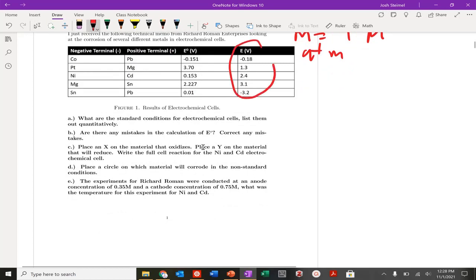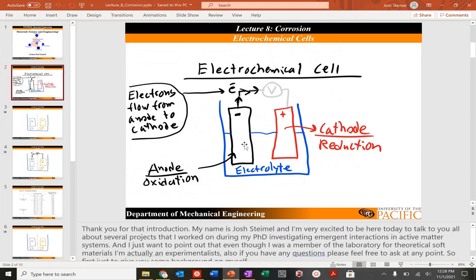Based on these values here, these values tell you where the electrons are going. Remember, if it's positive, the electrons are flowing from where? Well, they are going to flow from my negative terminal to my positive terminal. The anode is going to oxidize and give up electrons. The cathode is going to steal those electrons.